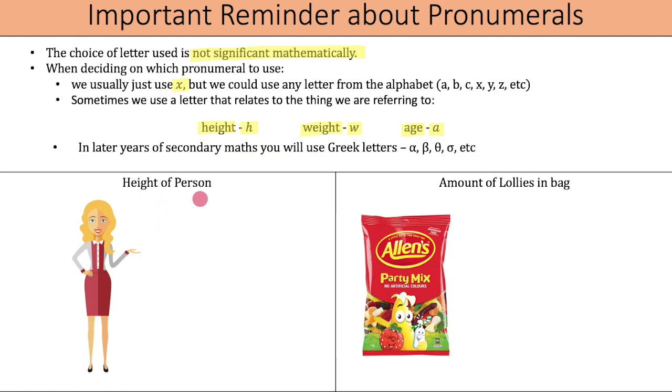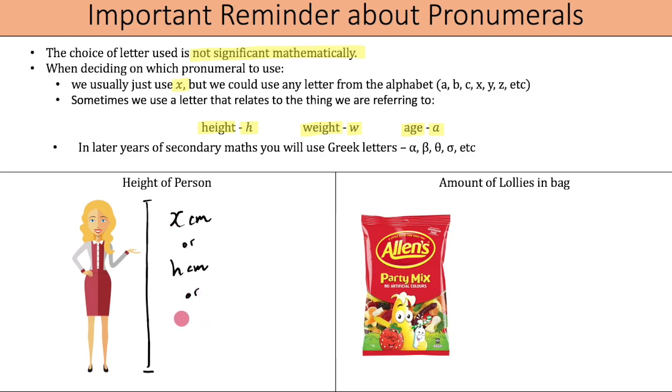So here we have the height of a person. And what if you were asked to use a letter to represent the height of that person? So we need to find a pronumeral that we could use to represent the height of this person right here. Now you could say that they are X centimeters tall, or because we're talking about someone's height, you might say, well, it makes sense to use the letter H here. But that's really just kind of as a memory aid. There's nothing special about that H. We don't have to use it. We could have just as easily used X.